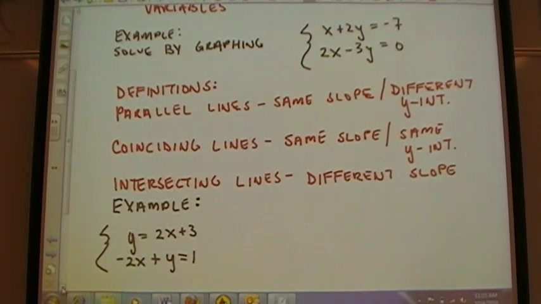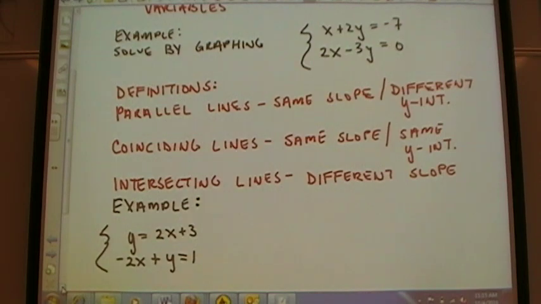Coinciding lines are same slope and same y-intercept, so they basically are the same line. They're two lines that lie directly on top of each other. And intersecting lines: to determine if two lines are intersecting lines, you look at their slopes. If the slopes are different, they have to be intersecting. We don't even have to worry about the y-intercept there.